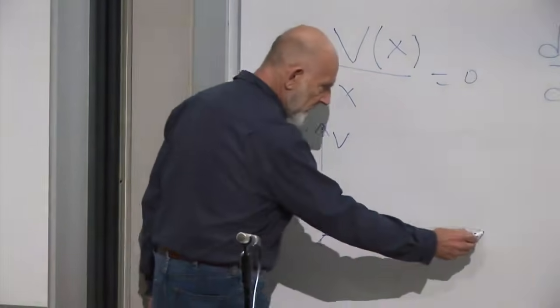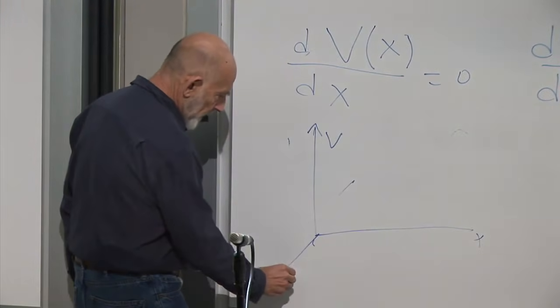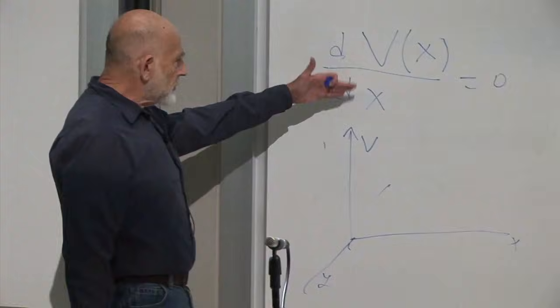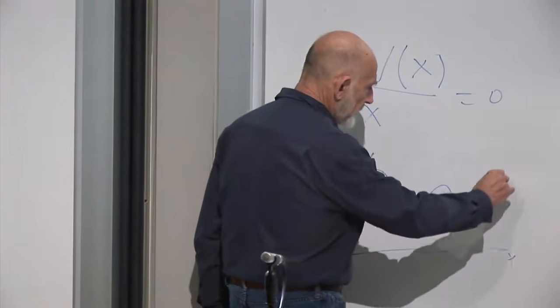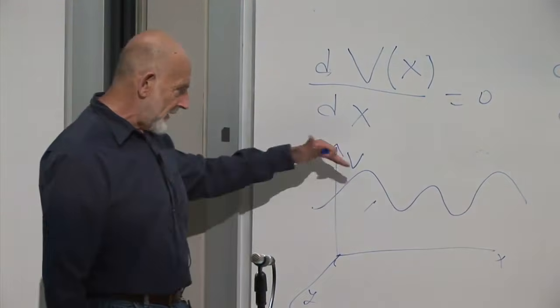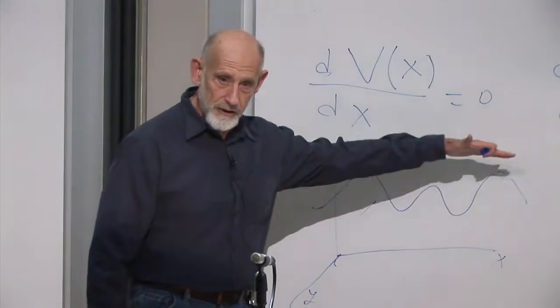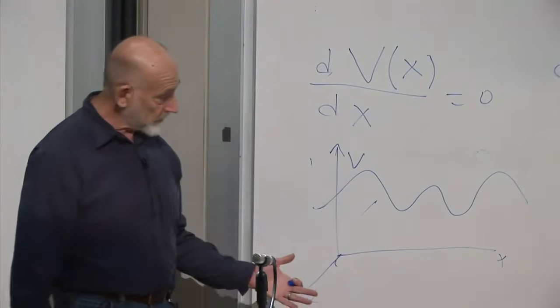Let's call this x. Let's call this one y. All right? And suppose that the potential energy has some shape. It's a function of position, and it's a function which varies in both directions. Now, this is not a roller coaster. This is a hilly terrain which varies in both directions.